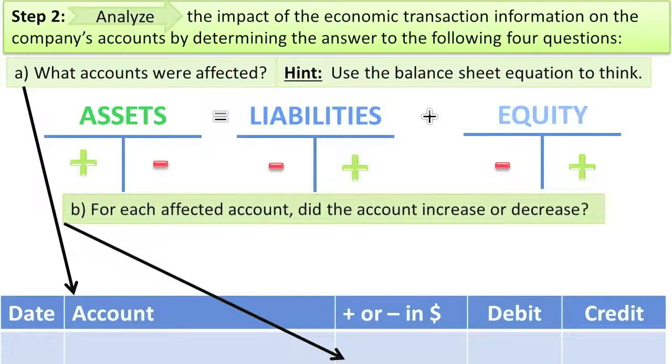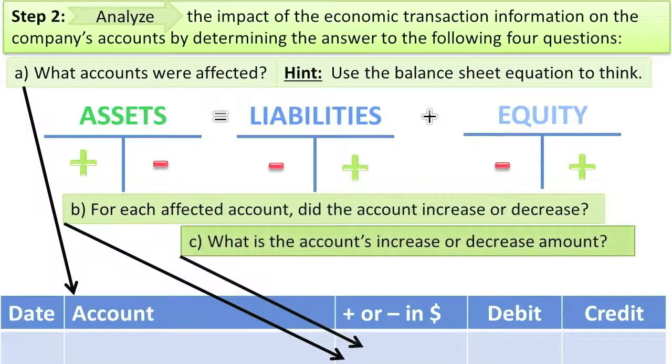So we'd say cash, and we'd put a plus sign here showing it increased. And liabilities, a note payable, would be a plus sign here showing it increased. What is the account's increase or decrease amount? So let's say the loan were $500. We would say cash plus 500, notes payable plus 500.